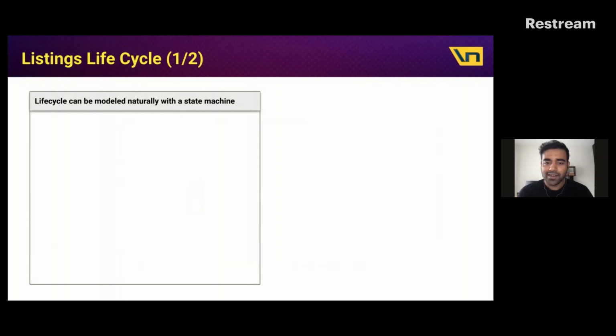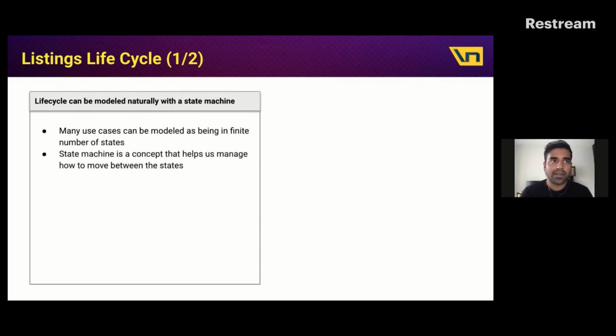Next, we'll be looking at another interesting challenge, which was to do with the listings lifecycle. I think Amadi in his talk also mentioned how entity life cycles are fairly straightforward, and for us, the natural modeling was actually a state machine. So many use cases actually can be modeled as a state machine. Many use cases can be defined as being in a finite number of states, and one state at a time. And a state machine is basically a concept that helps us manage how to move between the states, so you have a consistent outcome.